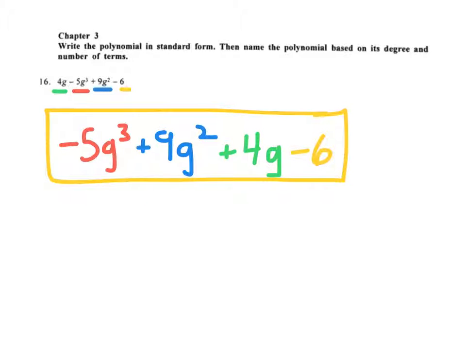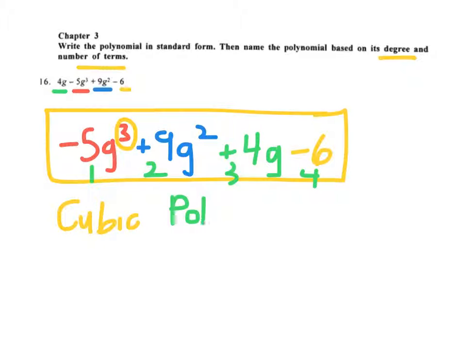Remember, we name it based on degree and the number of terms. Your degree is your biggest exponent. This one's cubed, so we call it a cubic. To name it by the number of terms, you count how many things there are. There's 1, 2, 3, 4. 4 or more, it is a polynomial. So it's going to be a cubic polynomial.